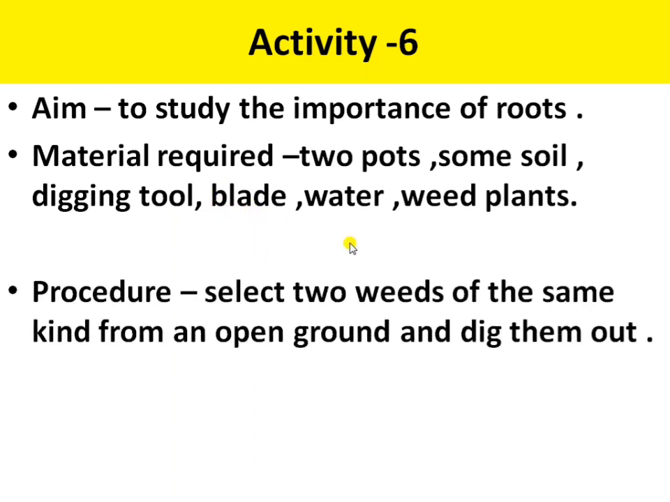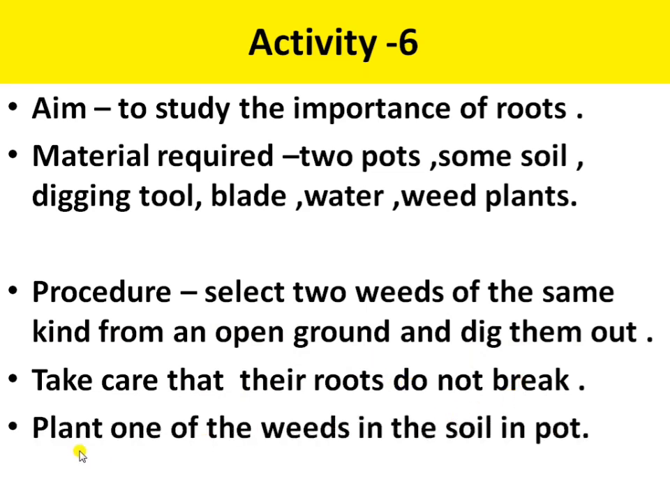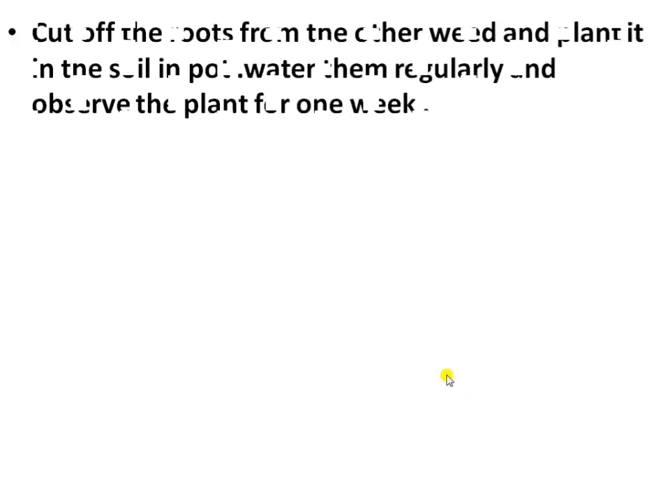The procedure of this activity is that you select 2 weed plants of the same kind from an open ground and dig them out. Take care that their roots do not break. Plant one of the weeds in the soil in a pot. After that, cut off the root from the other weed and plant it in the soil in another pot. Water them regularly and observe the plants for one full week.